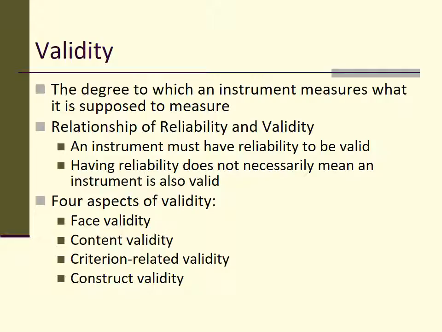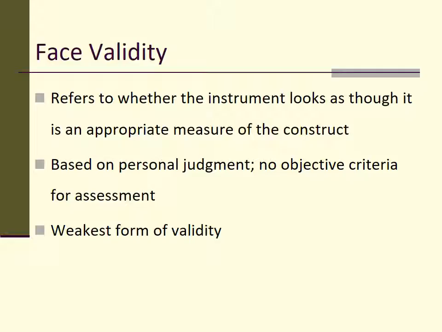When looking at validity, there are generally four aspects of validity that are measured: face validity, content validity, criterion-related validity, and construct validity. For any instrument, usually not all of these are measured. Face validity refers to whether the instrument looks as though it is an appropriate measure of the construct, hence face validity. It is based on judgment and opinion with no objective criteria for assessment. Because it is based on opinion, like opinion in any hierarchy, it is the weakest form of validity.